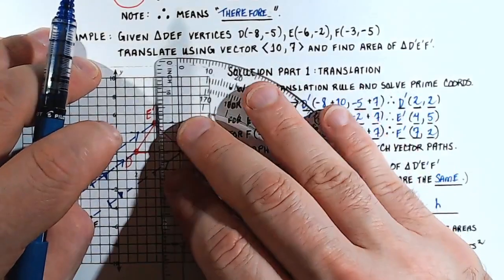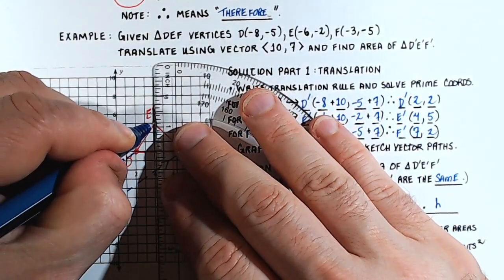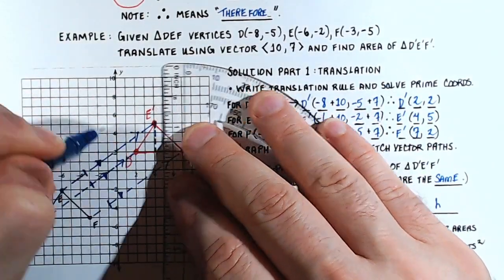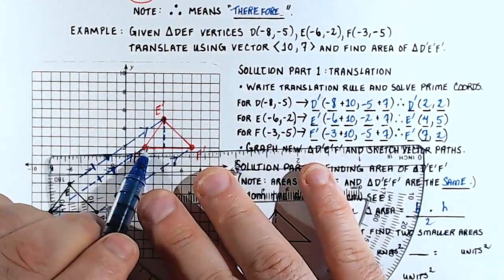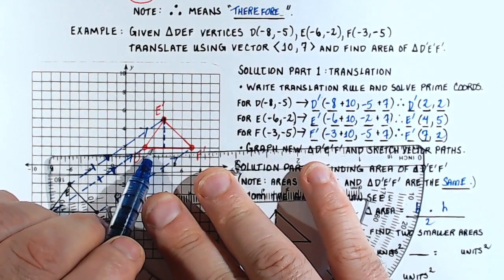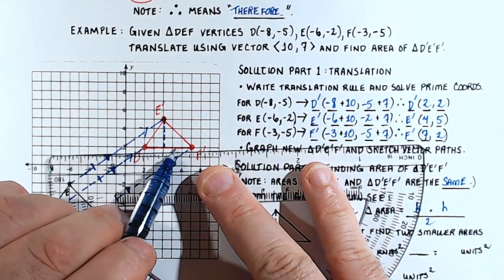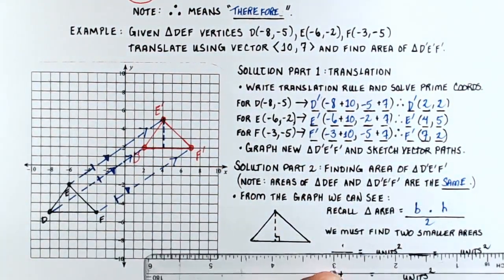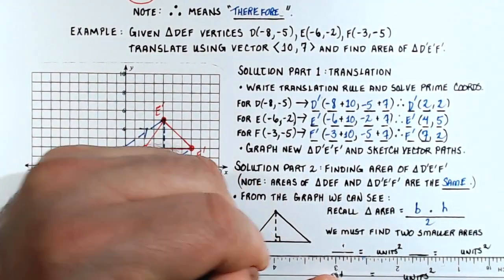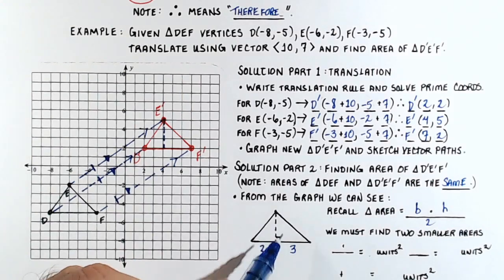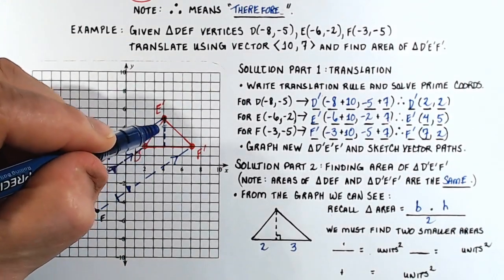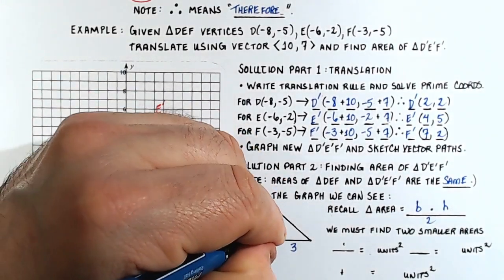If I were to draw in that vertical dotted line right on the graph, you would see that it would separate this base into two pieces. This left piece has 2 spaces, and this right piece has 3 spaces. So I can label this now 2 and 3. What's the height? Okay, the height is 1, 2, 3 spaces. So the height is 3.